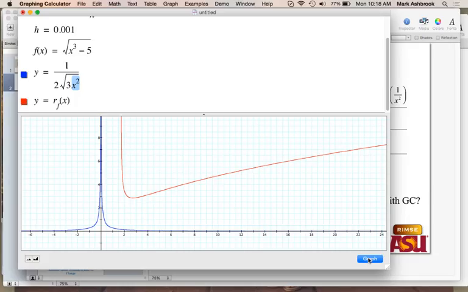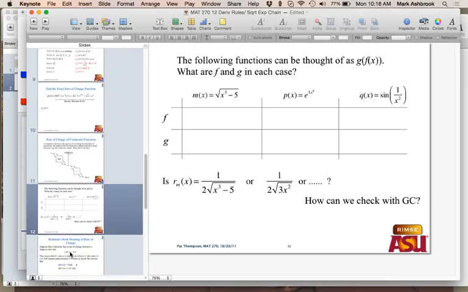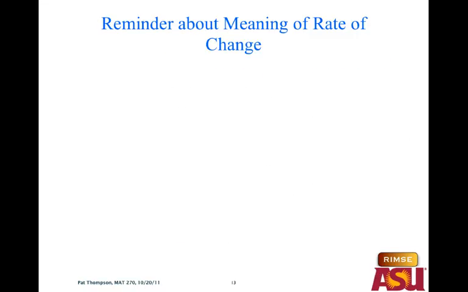So here, GC doing some work for us. These conjectures for the rate of change of m based on our square root and our power rule, neither of those are right. So we're going to kind of figure out what this is. What is this? And you read about it.